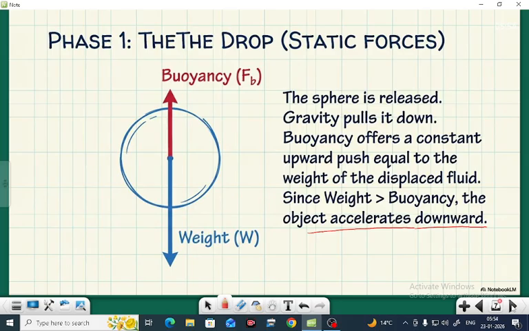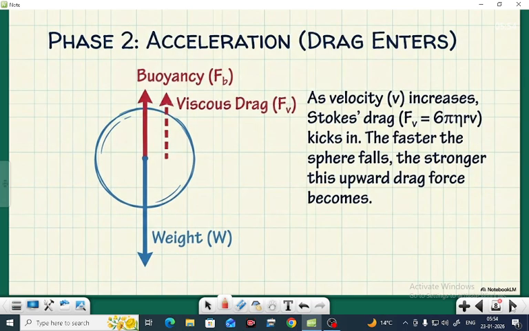That is the conditions for validity, and this is phase 1, the drop or static forces. Now drag enters phase 2. This is acceleration. When phase 2 exerts, we get an acceleration, that is viscous drag. As velocity increases, Stokes drag F equal to 6 pi eta Rv kicks in.